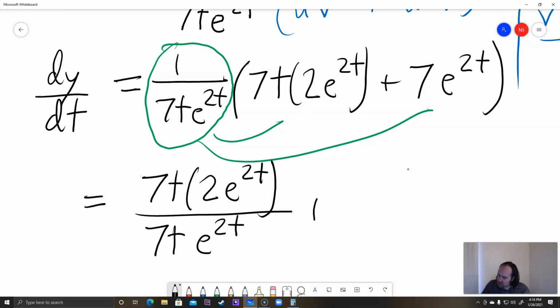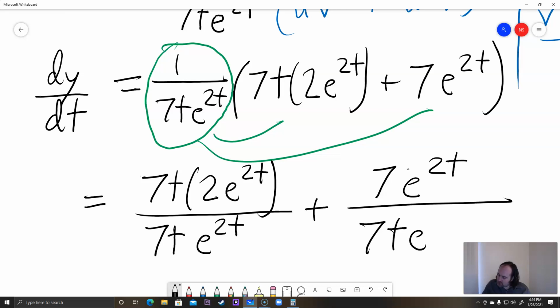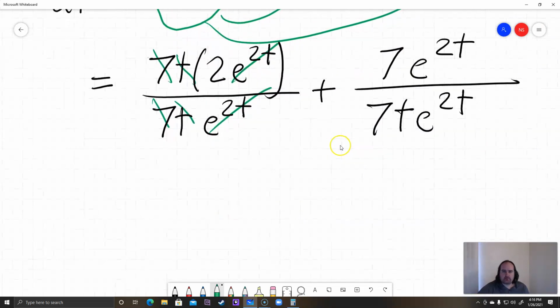Right, and then for our second term, we're going to have plus 7 e to the 2t over 7t e to the 2t. Every time I say 7t, it kind of sounds like I'm saying 70, but I'm not. I'm saying 7 times t. Okay, and now we can finally cross stuff out. So here, for the first term, the 7's cancel, the t's cancel, and the e to the 2t cancels. So for our first term, we're actually just going to have a 2.